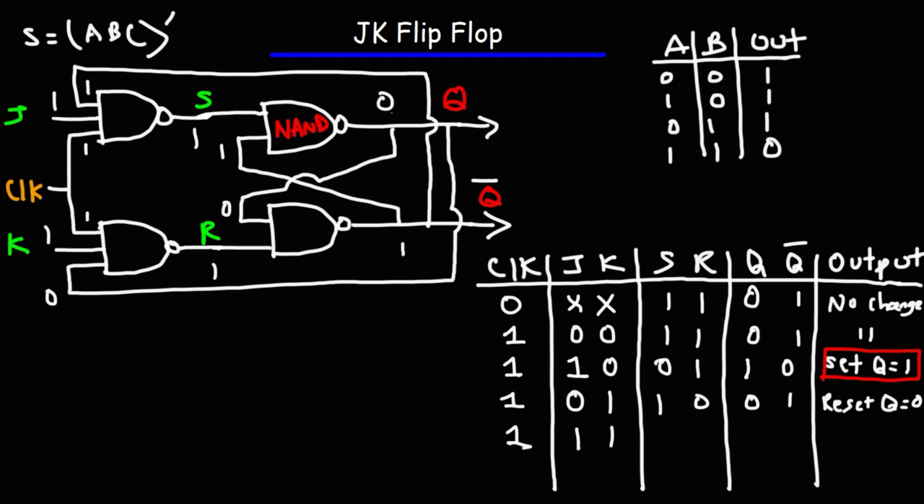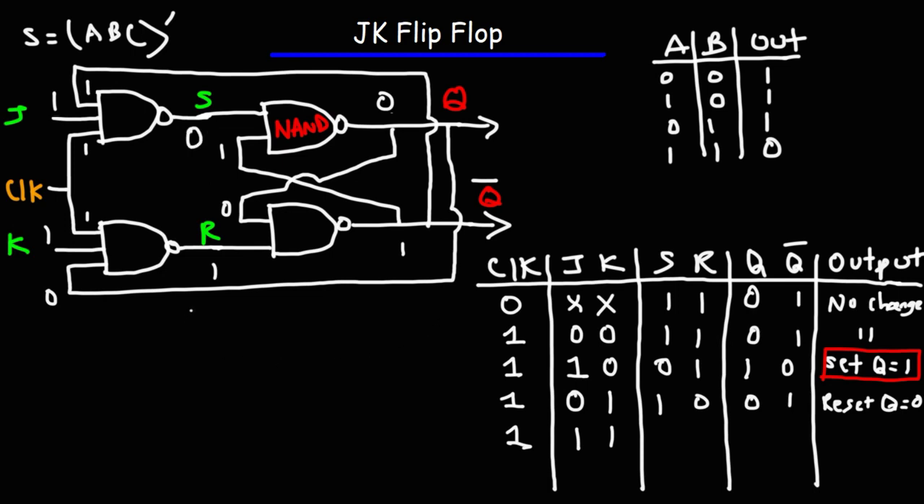Feel free to pause the video and think about what's going to happen here. Because K is deactivated, because Q is 0, R is going to be 1. Q bar is 1, so the J NAND gate is activated. Because we have 3 1s at the input, S is going to be 0.